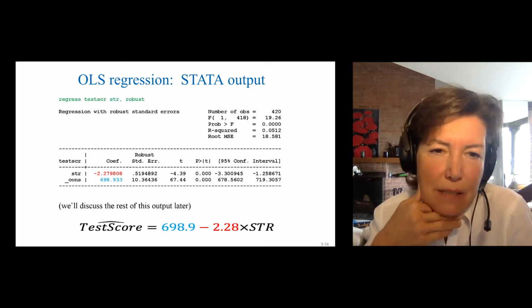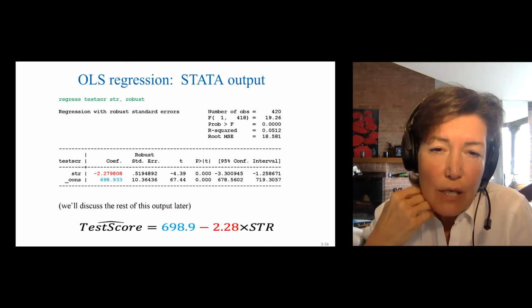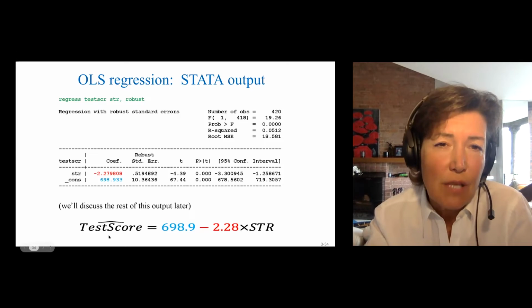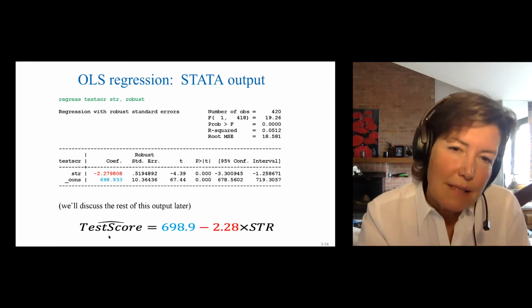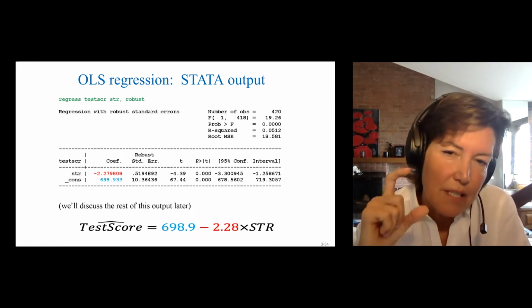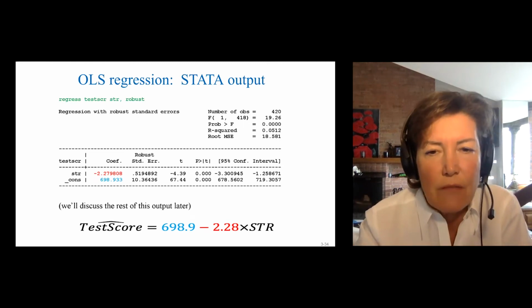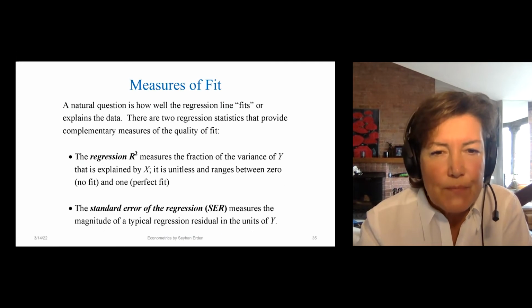And here is a typical result from a Stata output that you will learn everything about if you take the course. And this is how we can write the result. And how does Stata do that? Stata minimizes the distance between each school district and the regression line. That's how it finds this result.